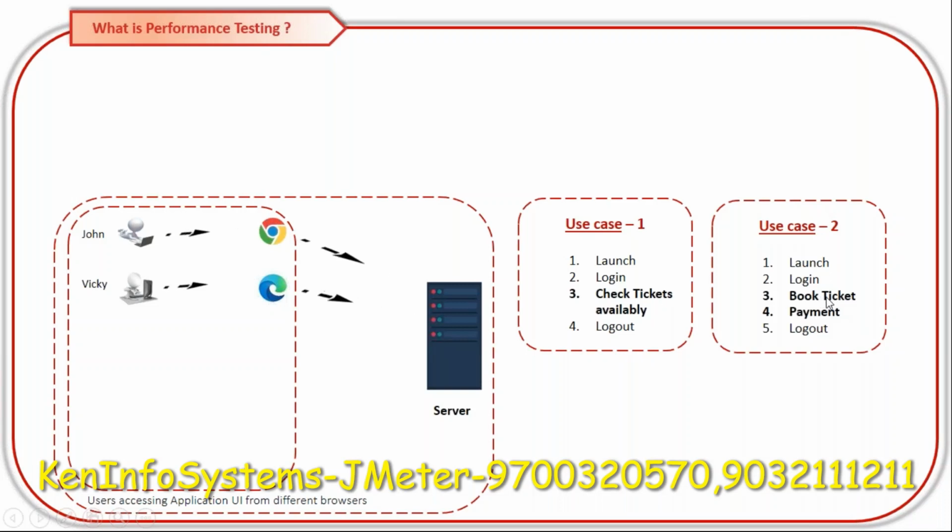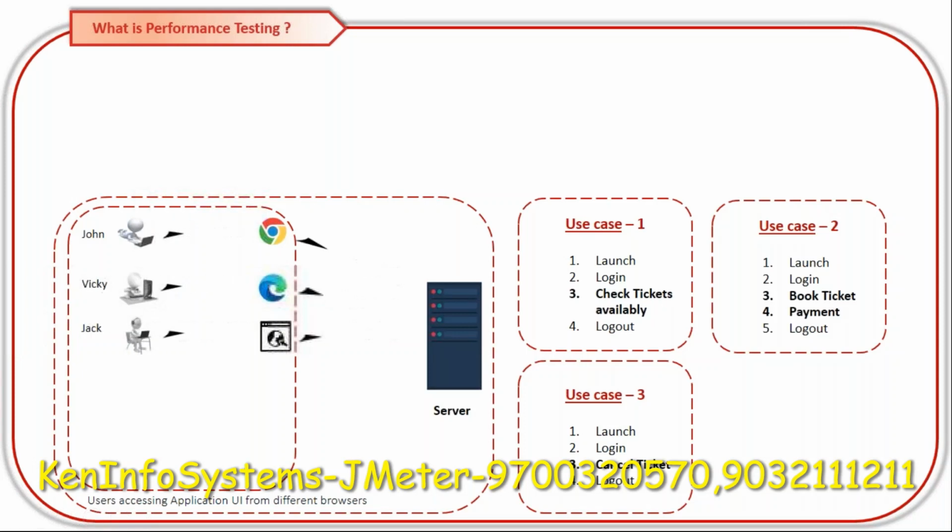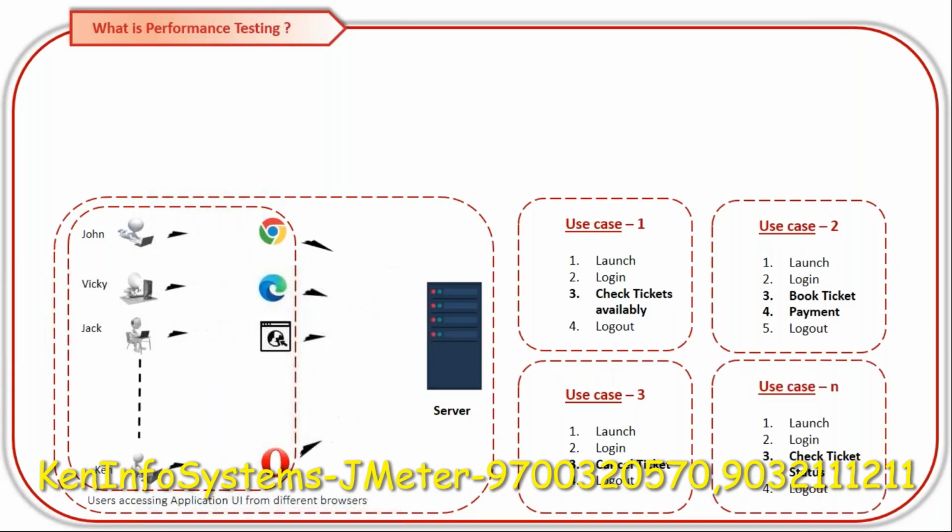In the ticket booking itself, we need to do the payment also, right? At the same time, there is another person called Jack, trying to cancel a ticket. Similarly, there is another person called Ken, trying to check the ticket status. When the ticket was booked, it was in waiting list status, and he's trying to check the status. All these are real users: John, Vicky, Jack, and Ken.